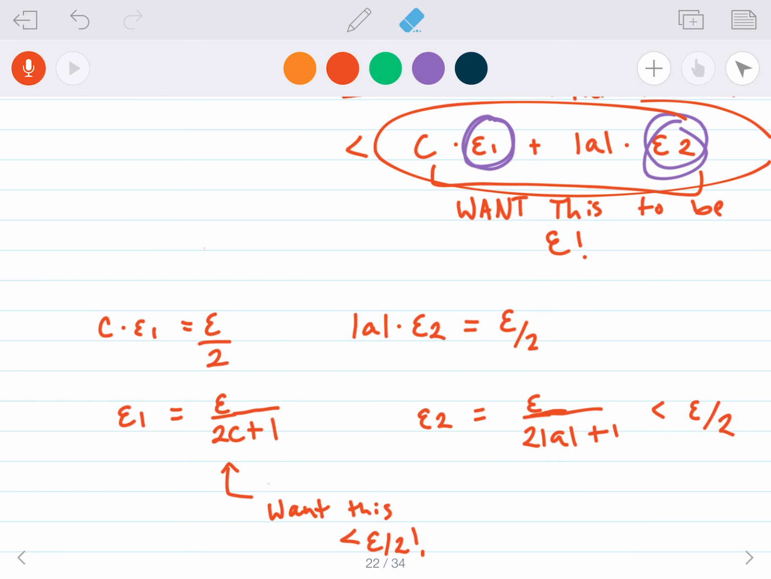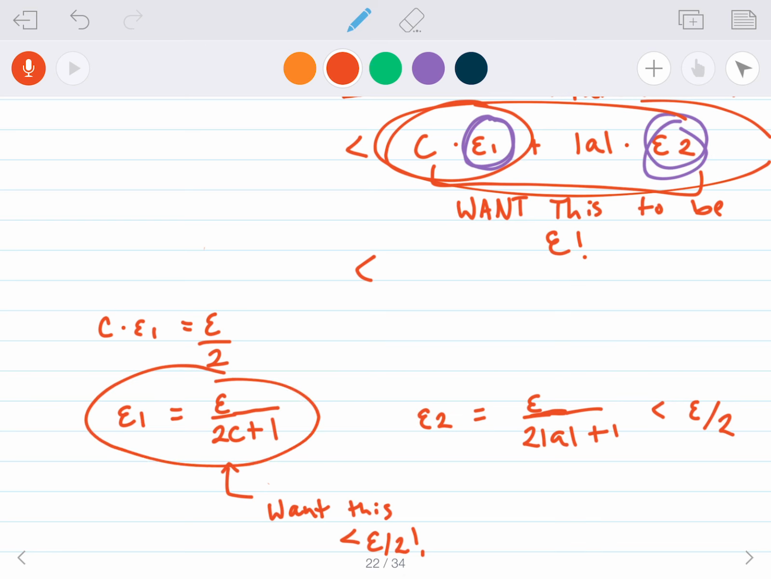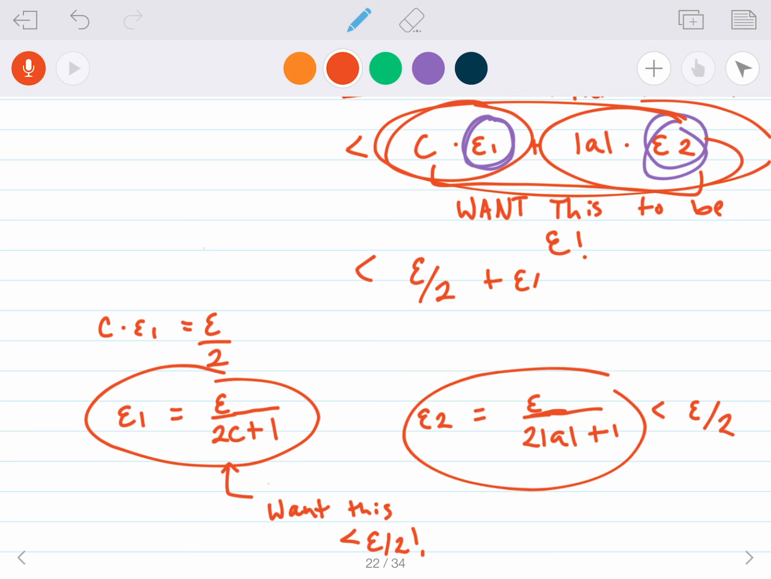Let me write it up here maybe. In any case, this guy is going to be less than epsilon over 2 if we choose our epsilon sub 1 as follows. This is going to be less than epsilon over 2, and so is this from how we're choosing our epsilon sub 2. And that's going to give us epsilon. Okay, so that's the scratch work behind it.